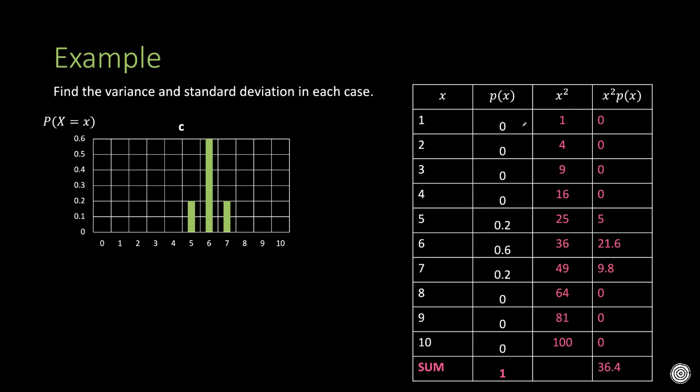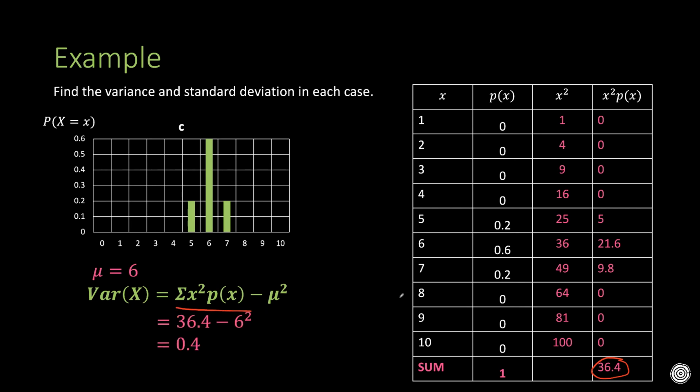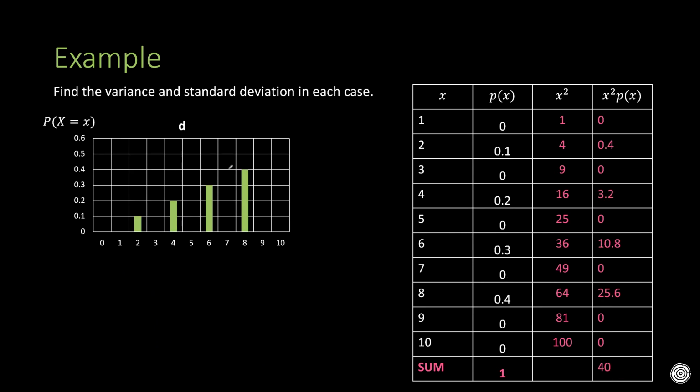Again, I'm going to multiply my p of x by my x squared in each one of these columns, and you can go ahead and check those. And my total is 36.4. Knowing that my mu is 6, and this is my formula, sub that in, I get 36.4 minus 6 squared, and I get 0.4. And the standard deviation is 0.63. As you can tell, very small, which means my values are closer to the mean.